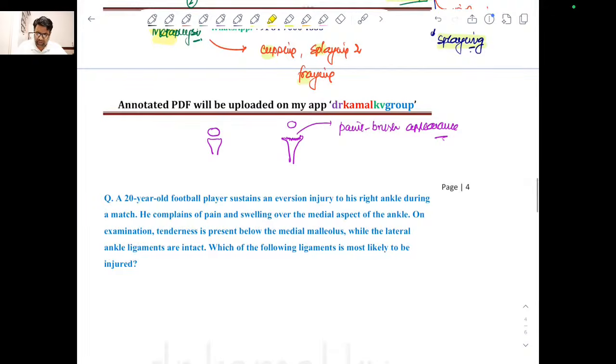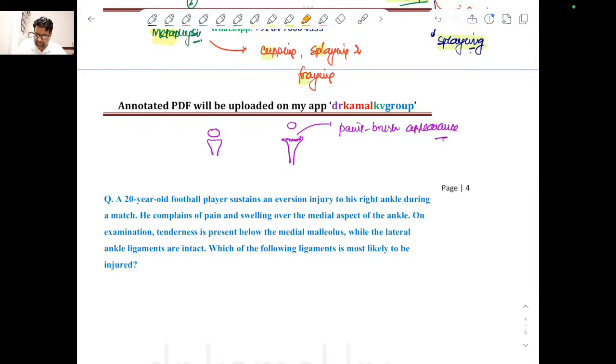Then the next question is about a player who has an eversion injury to the right ankle during a match, and then after that he was having pain and swelling over the medial aspect of the ankle, and then there is tenderness below the medial malleolus while the lateral ligaments are okay. Now which ligament do you think is injured here? Now let us take the keywords first. Now here look at the type of injury. This is an eversion injury.